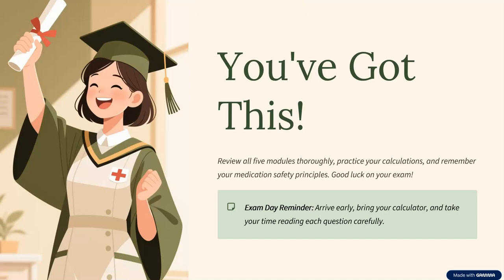On exam day, try to remember to get there early so that you're not flustered. Once you start, you've got 90 minutes. Bring your calculator, take your time reading each question carefully, and ask yourself, what is it looking for? If you get stuck, move on. Take a deep breath. Do not allow this test to get the better of you because you've got this.